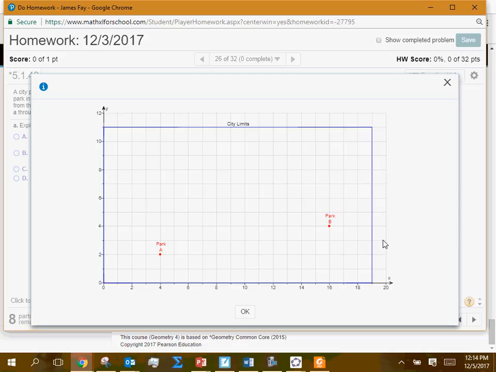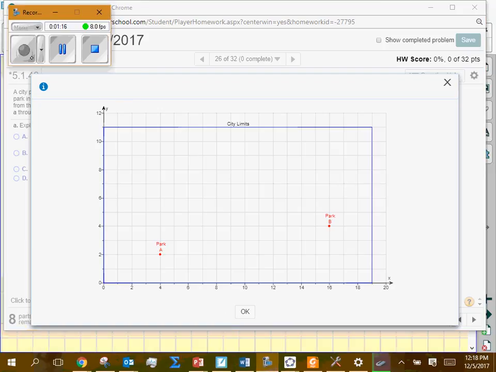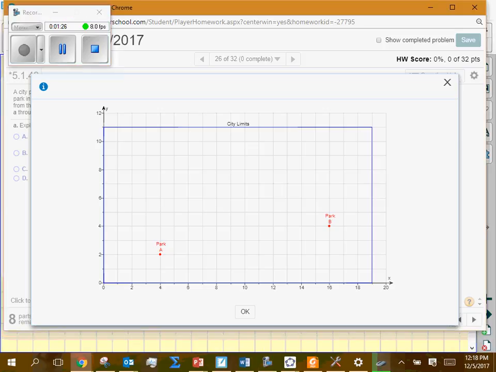See if I can get this thing working. All right, so if we wanted to find the place to put Park C, would be maybe still not working.